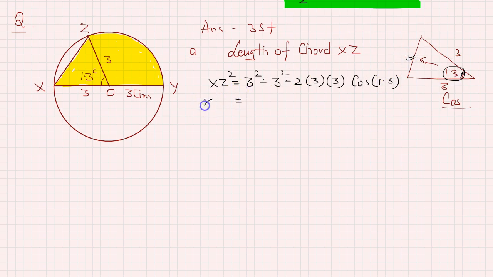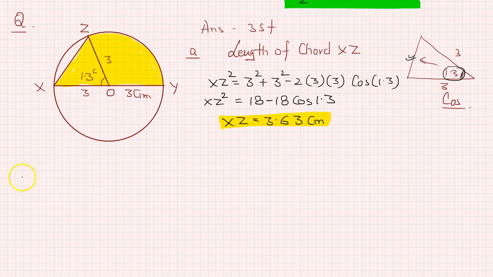So XZ square is equal to 9 plus 9, 18, minus 18 cos 1.3. If you simplify in your calculator, you will get XZ square is 13.18, so XZ is 3.63 centimeters. So that is the answer of the first part, the length of this chord.